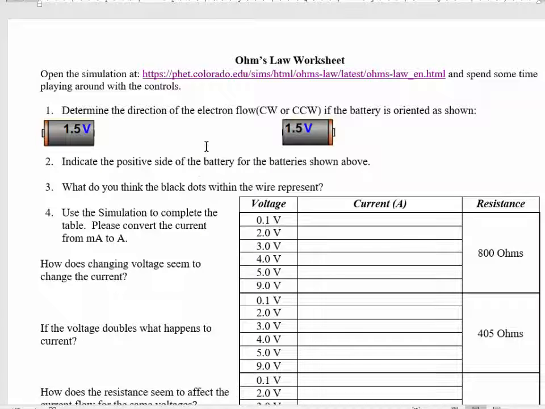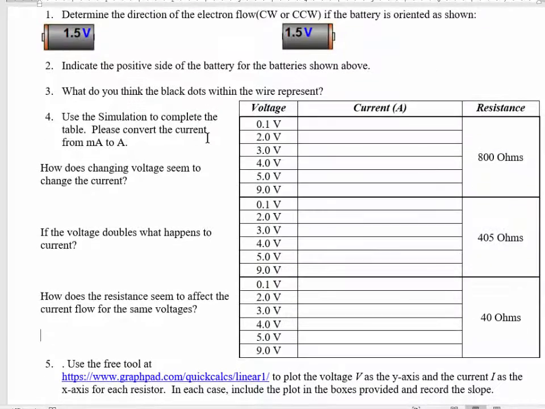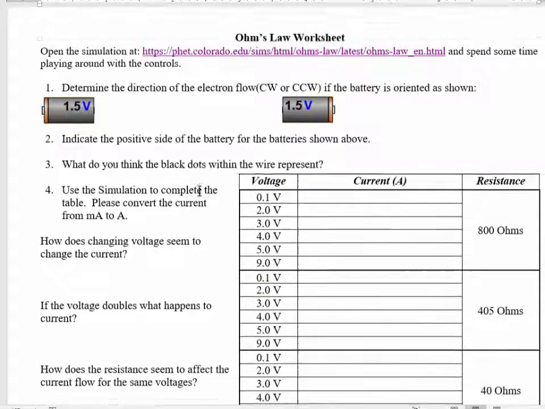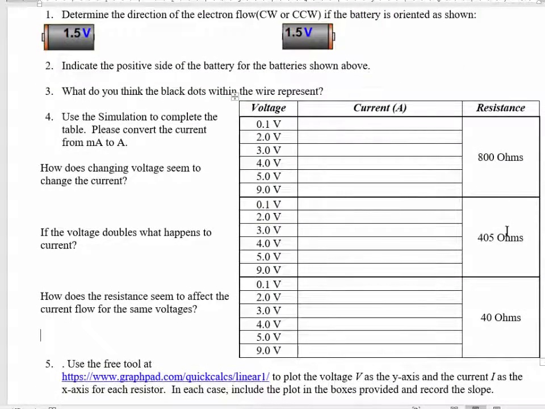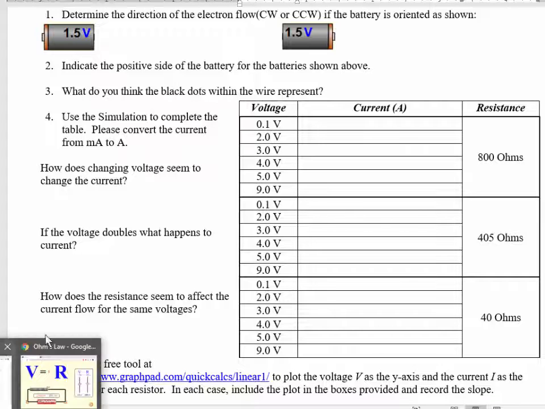Alright, this is the introduction for the Ohm's Law lab, and it's relatively straightforward. It has two parts. What you're going to do is pop open the simulation right there, set the resistance to 3 separate resistances, and just vary the voltage and see how that impacts the current.